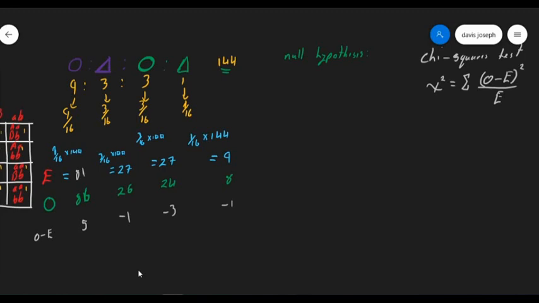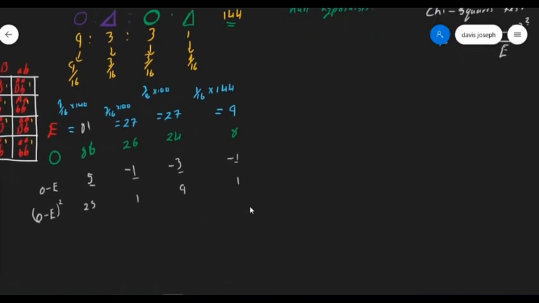So now we have to square these values right here, because it's going to be our observed minus our expected, all squared. So 5 squared is 25. Negative 1 squared is positive 1. Negative 3 squared is 9. And negative 1 squared again would be positive 1.